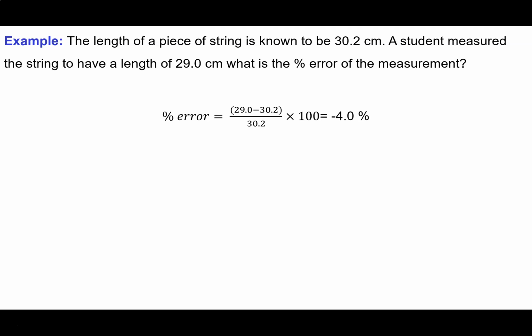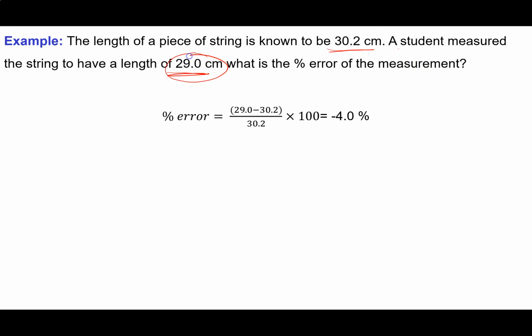So here we go. It says the length of a piece of string is known to be 30.2 centimeters. So what this means for us is that that's our accepted value. A student measured this string to have a length of 29 centimeters. So that's our measured value. And then it says, what is the percent error of the measurement?